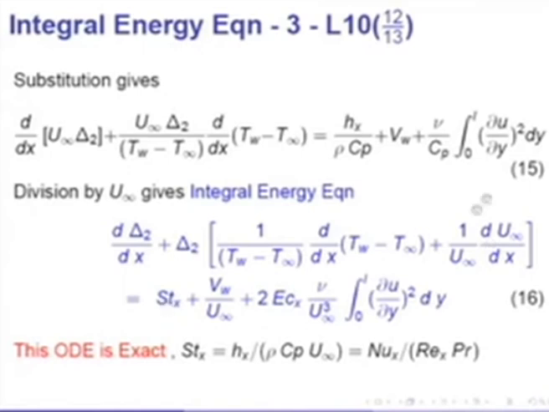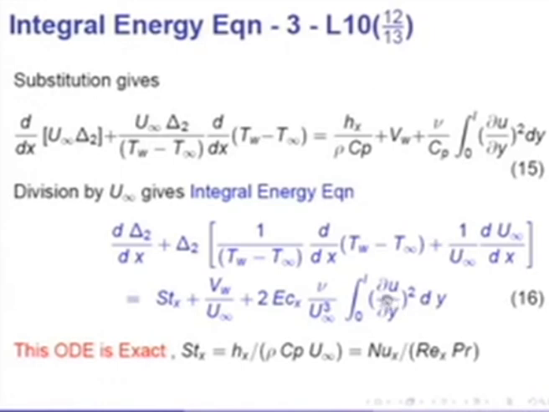Stanton x, which is H x divided by rho C p u infinity, as I have shown here, which is nothing but Nusselt number divided by Reynolds number into Prandtl number. We have seen this before. Then the wall velocity variation term V w by u infinity, and then the viscous dissipation term as this one. Each term here is dimensionless. As you can see, this is dimensionless, this is dimensionless, so is delta 2. This is dimensionless, this is dimensionless, and so is this. It can be shown quite easily.